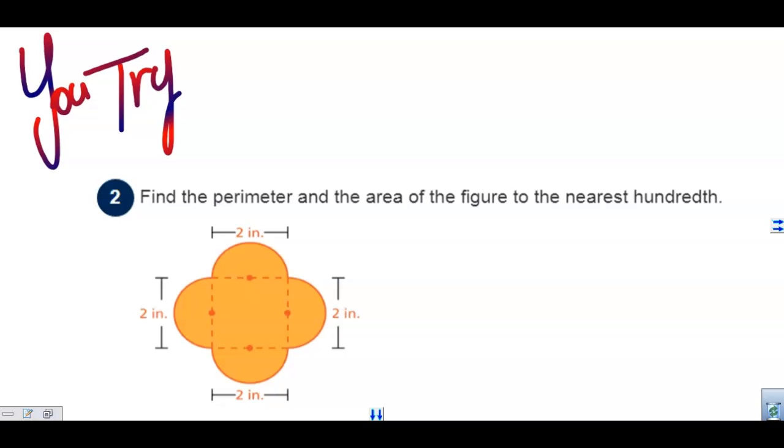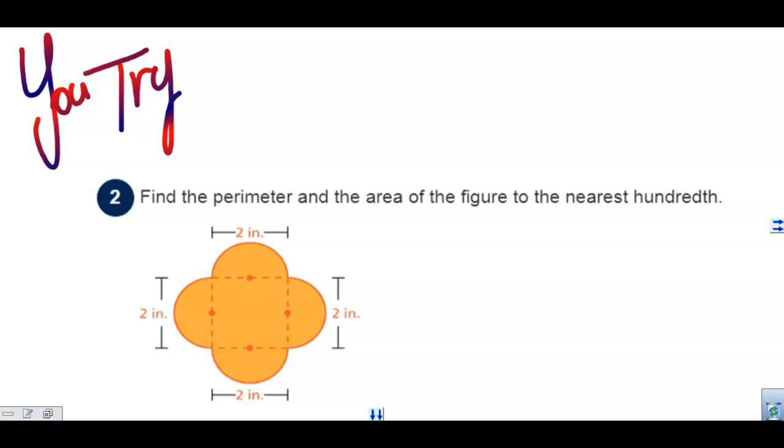Why don't you give this a try? Find the perimeter and the area of this figure, this composite figure, and round any values to the nearest hundredths. So pause this video, try it out, and I'll be back with your answers.